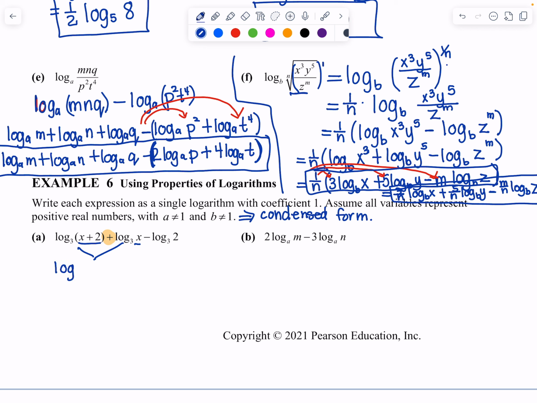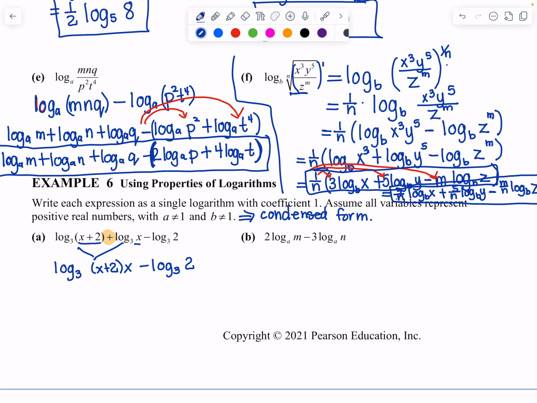Log base 3 of, we got x plus 2 times x, right? That's how we're going to write it, because we're bringing those together, minus log base 3 of 2. Because we just wrote them together, because that's what we took care of, right? We took care of the addition.